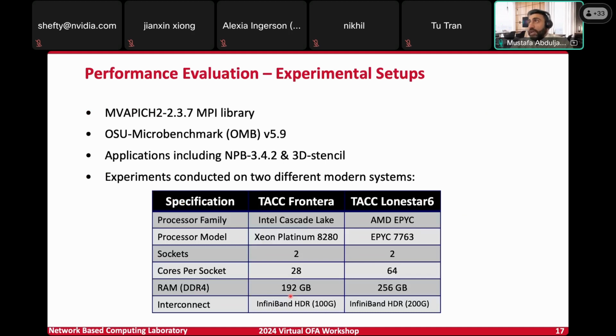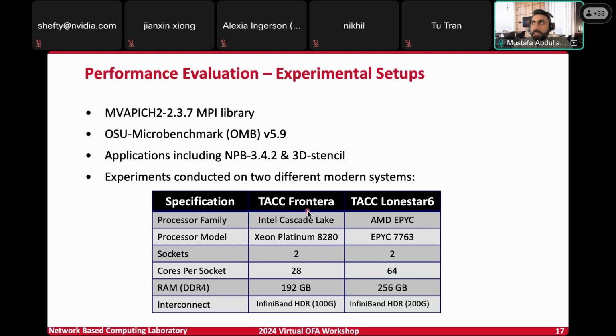So to evaluate the performance of these enhancements, we are using the MVAPICH 2.3.7 MPI library in conjunction with the OSU micro benchmark version 5.9, and the applications, or I'll say the HPC benchmarks that we have used are the NAS Parallel benchmark version 3.4.2 and 3D Stencil benchmark. And the experiments were conducted in two systems.